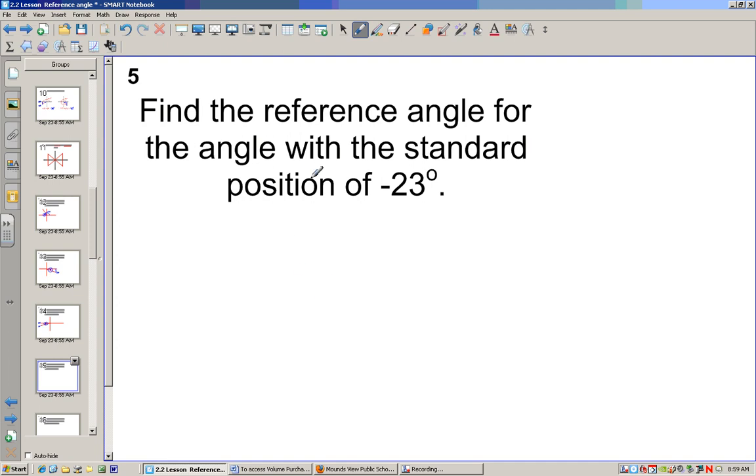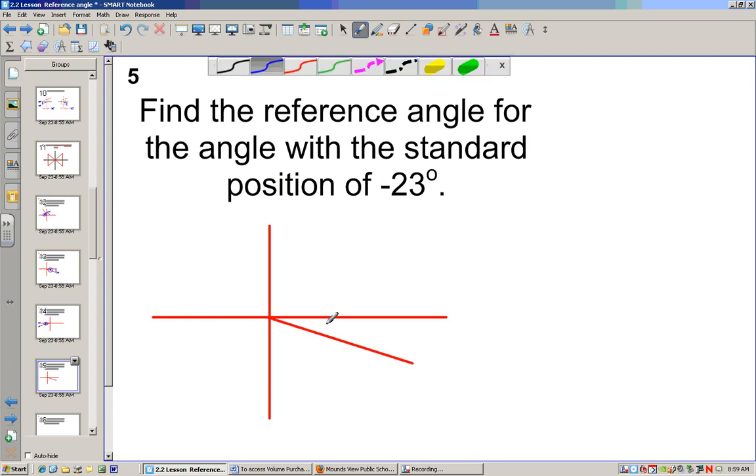Negative 23 degrees. We drop it down. That angle is going to be 23 degrees. So that's just the reference angle.